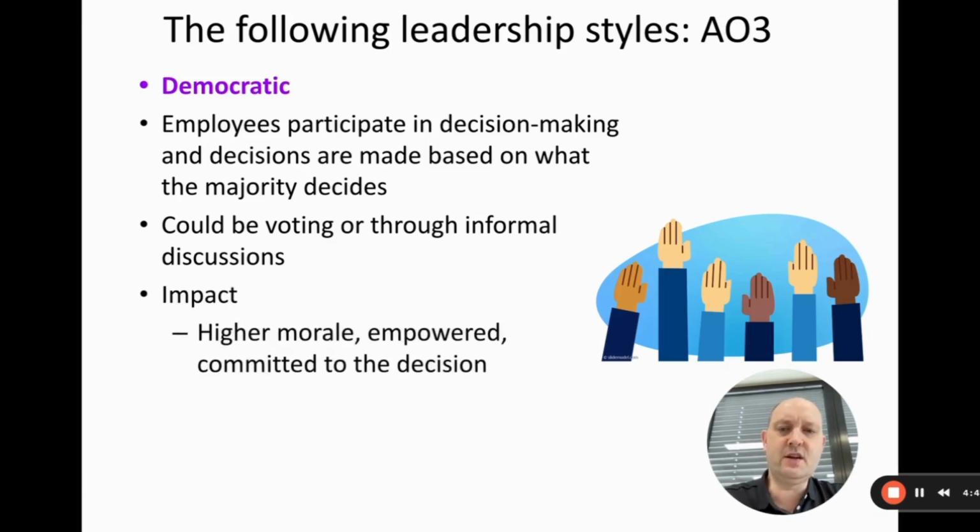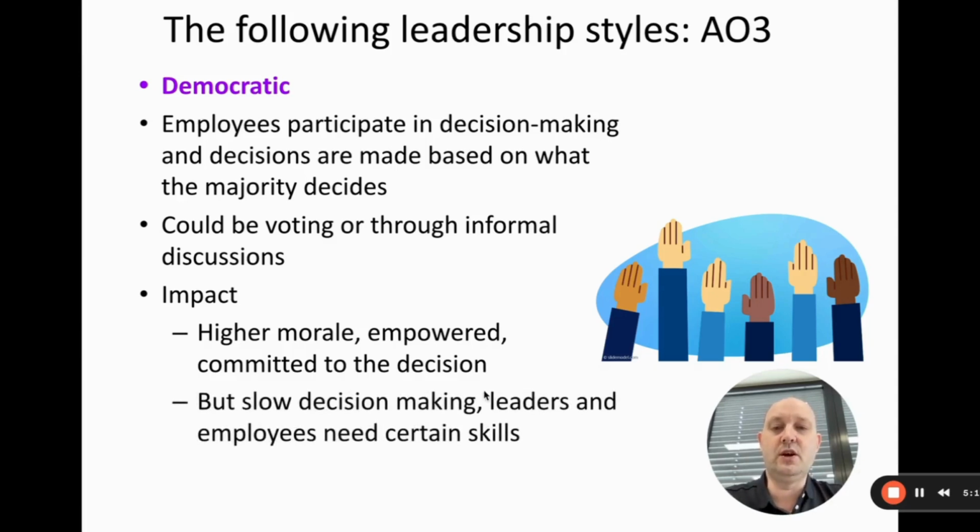So the impact is going to be, well, clearly there's going to be higher morale because staff feel empowered, and so they're going to feel like they're contributing towards the organization. So in theory, this should lead to lower staff turnover. And staff are also going to be more committed to decisions. Any decisions that are made, employees are more likely to follow and abide by because they feel like they've been involved in them.